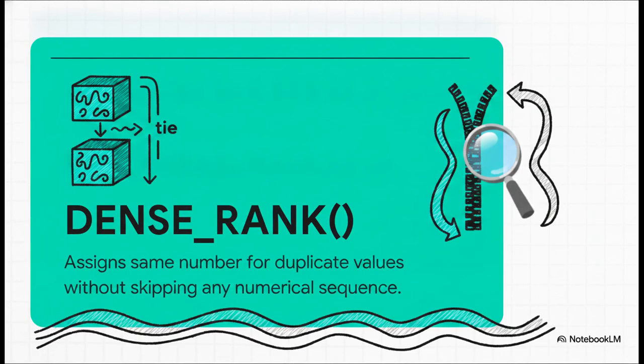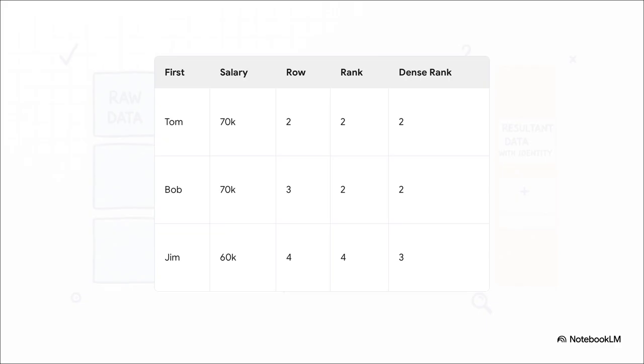On the flip side, we have dense_rank. This function handles that exact same tie by giving them both a 2, but the next person in line gets a 3. It doesn't skip numbers numerically. It compresses the ranking, so there are absolutely 0 gaps in your sequence, no matter how many ties you run into. When you put these side by side, it perfectly proves how a salary tie outputs completely different numbers depending on the function.